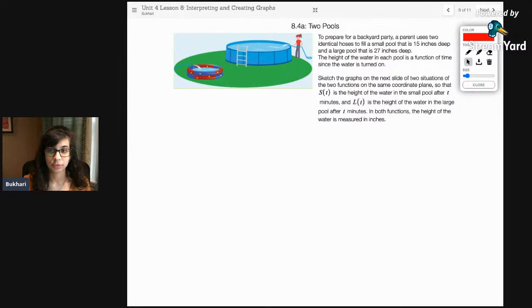Last but not least, the last activity goes through giving you a description and wanting you to create the representation. To prepare for a backyard party, a parent uses 2 identical hoses to fill a small pool that is 15 inches deep and a large pool that is 27 inches deep. The height of the water in each pool is a function of time since the water is being turned on. You want to sketch the graph of the 2 functions, so that S of t is the height of the water of the small pool and L of t is the height of the water of the large pool.